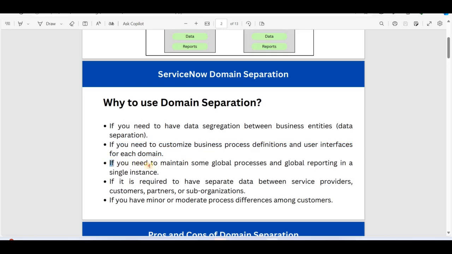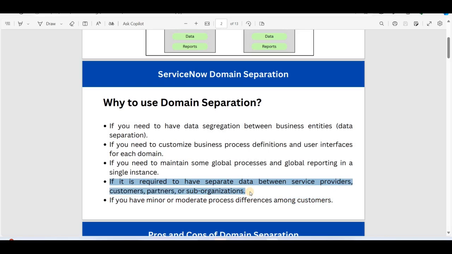Third point, if you need to maintain some global processes and global reporting in a single instance. This is again based on the business plan. In order to reduce the complexity, you want your business data to be separated, but again you want certain things to be common, so you have to follow that architecture, and domain separation is best for that. Fourth point, if it is required to have separate data between service providers, customers, partners and sub-organizations.